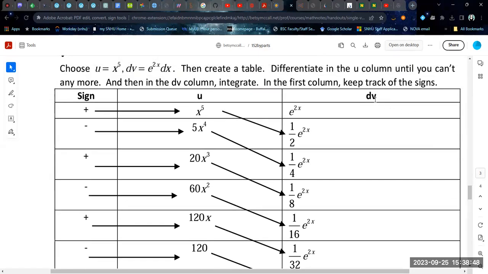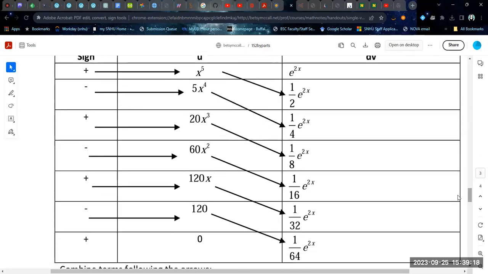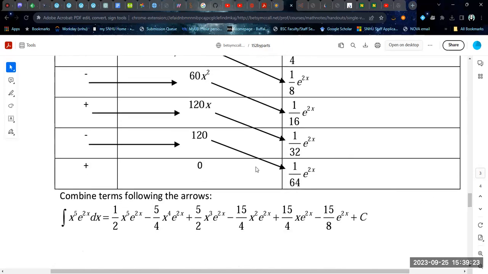Now, the dv column is, again, in this case, the exponential function. And every time you do integration by parts, you have to integrate what you said dv was going to be. So that's what we're going to do. Going down this table, we're going to do the antiderivative of our dv function. So the antiderivative of e to the 2x is 1/2 e to the 2x. And then the antiderivative of that gets another half, so that becomes 1/4 e to the 2x, and then 1/8 e to the 2x, and then 1/16 e to the 2x. And again, you keep going until you get to the row where the 0 was.